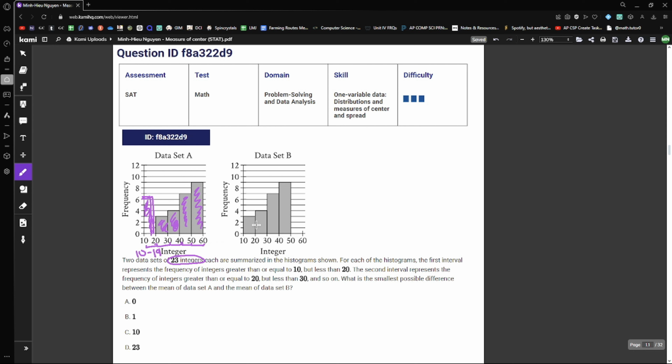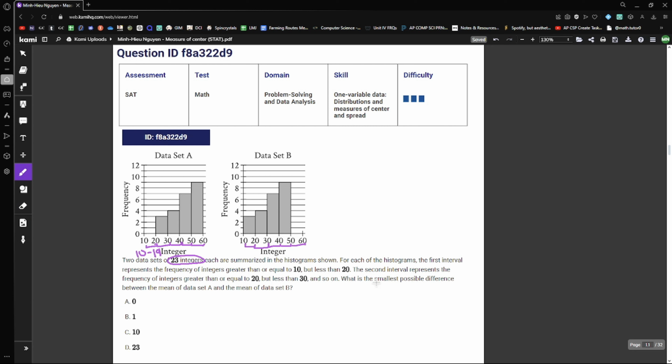Then for dataset B, the same thing applies. Let me erase all this real quick. Okay, so once again, this interval right here, that could be any number between 10 and 19. And then this one is between 20 and 29. This one is between 30 and 39. This one is between 40 and 49. And then this one right here would be between 50 and 59.